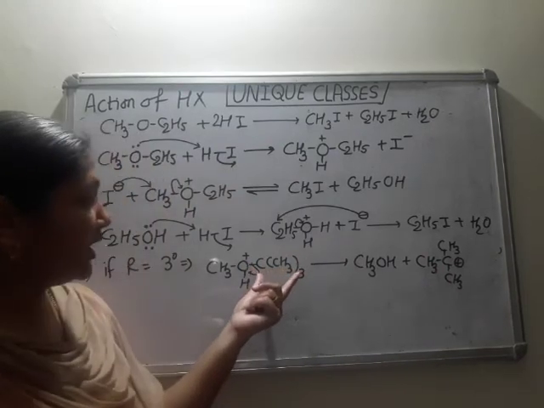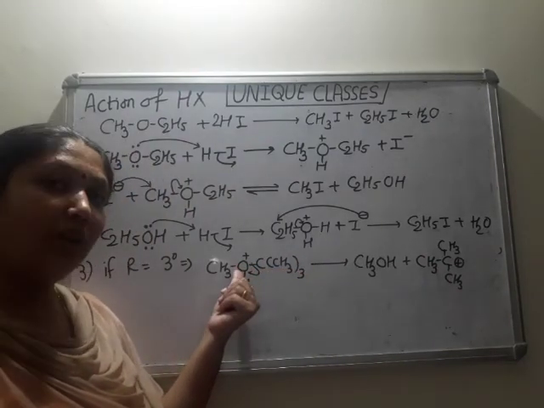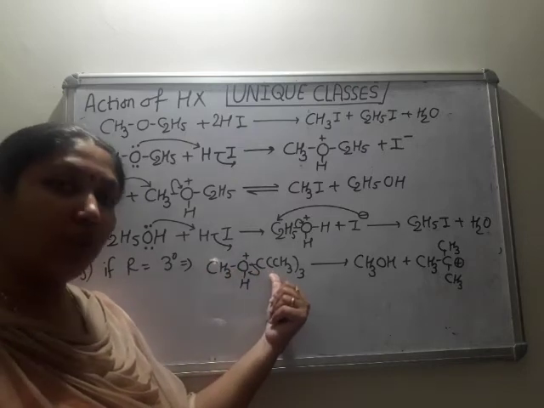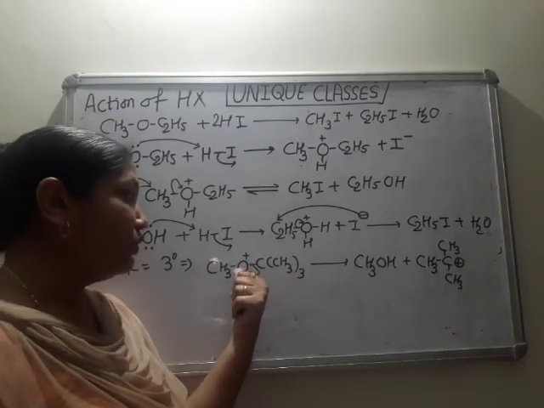So here it is unstable. Oxygen is in need of electrons. Methyl can give electrons to this. Also the tertiary butyl group can give electrons to this.